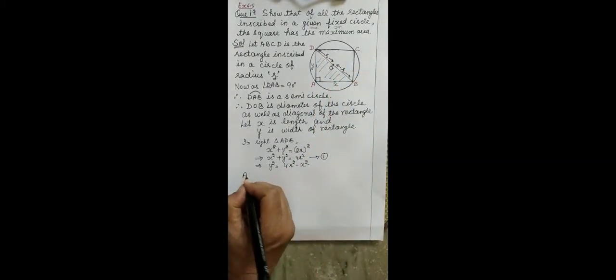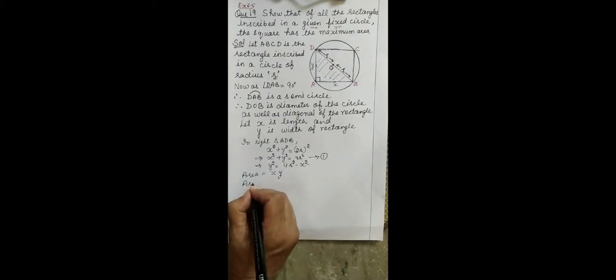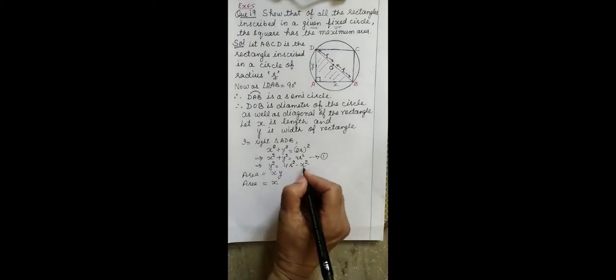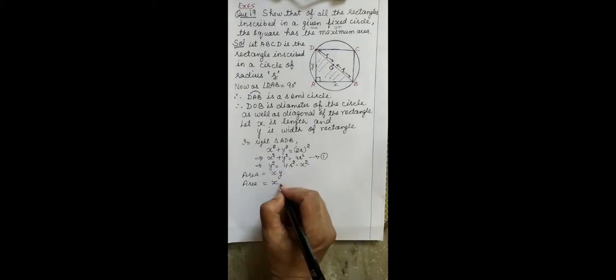Now let me identify the function which is to be maximized, that is the area of the rectangle, right? So now what is the area? As we know, the formula of area of a rectangle is length into breadth, so it is x into y. Now this can be written in a single variable. If y square is equal to 4r square minus x square, what will be y? It will be the square root of 4r square minus x square.